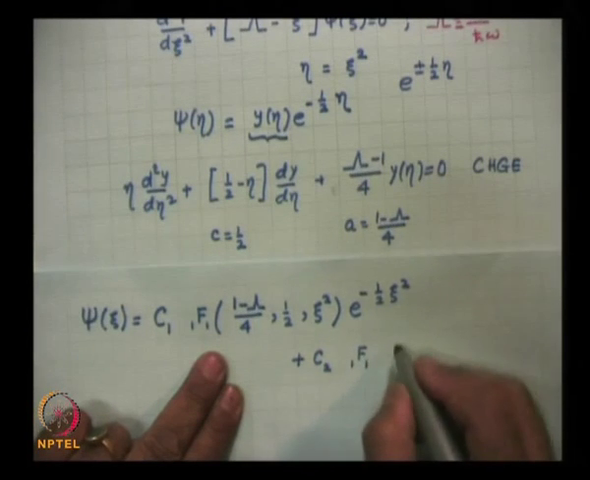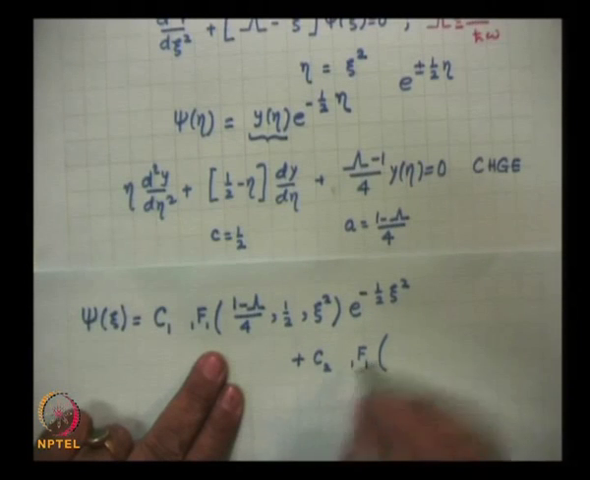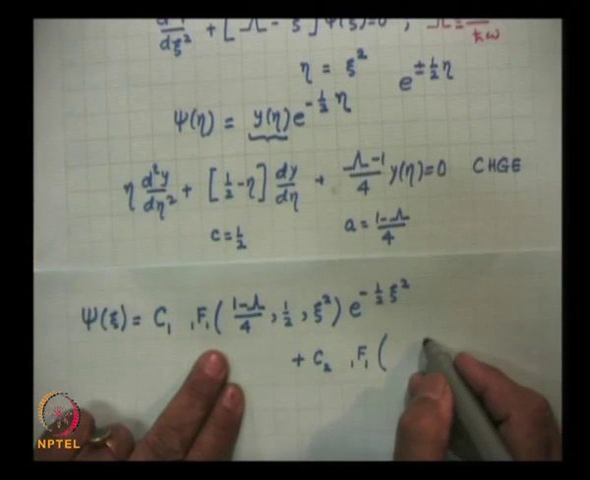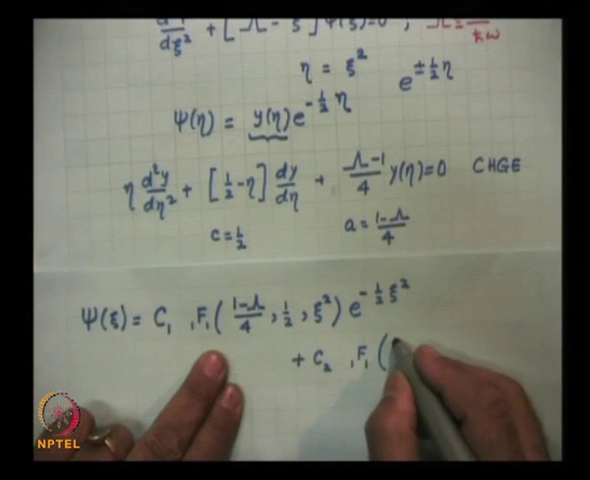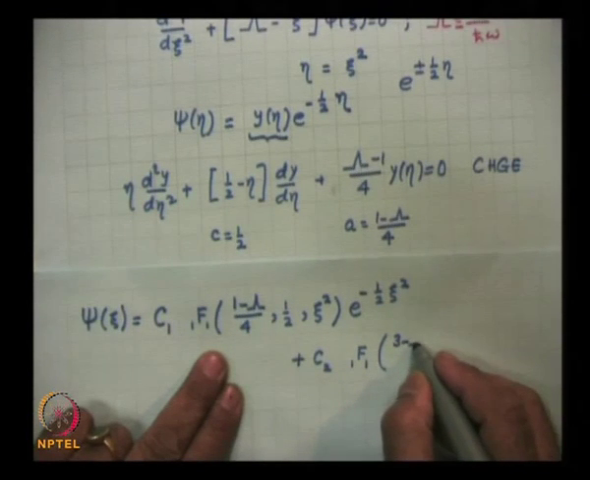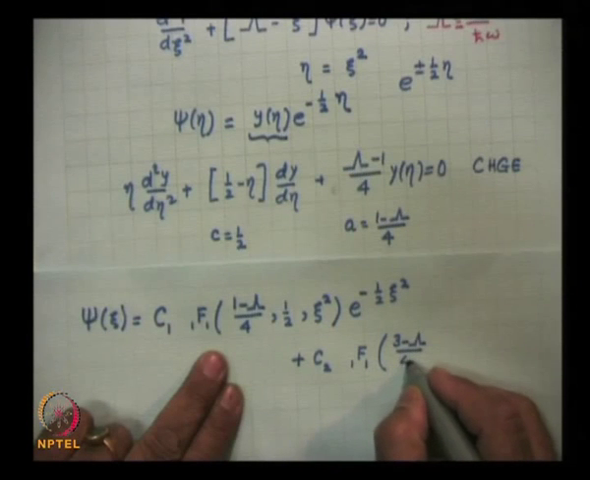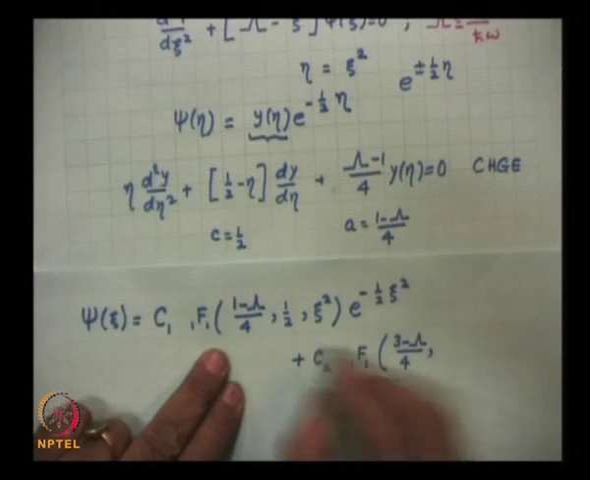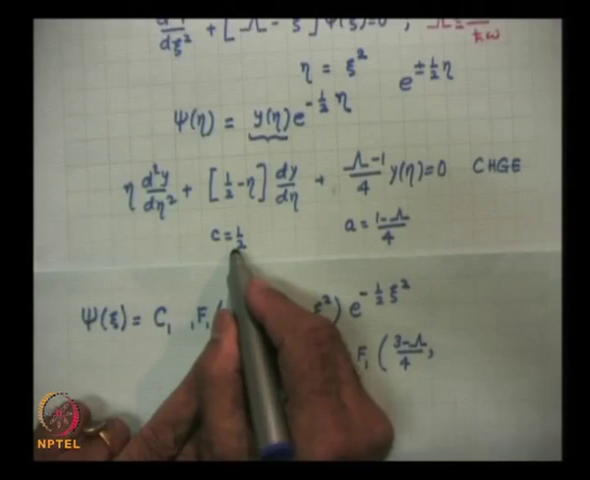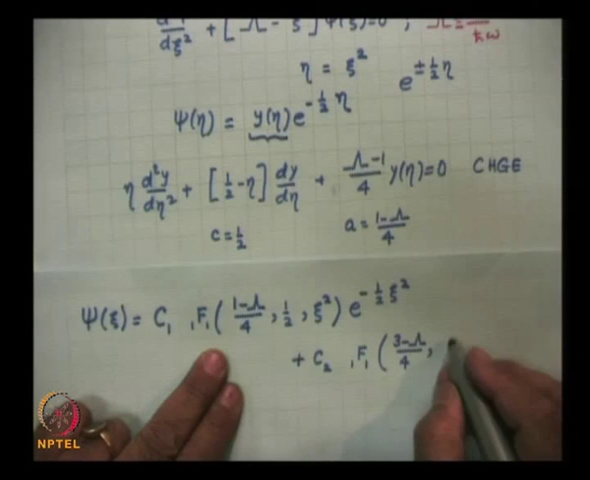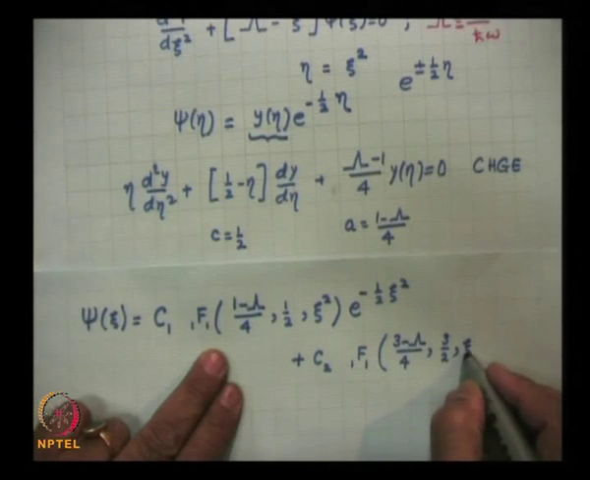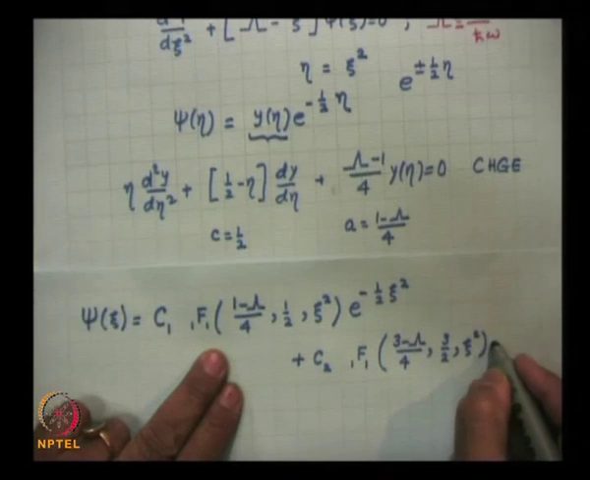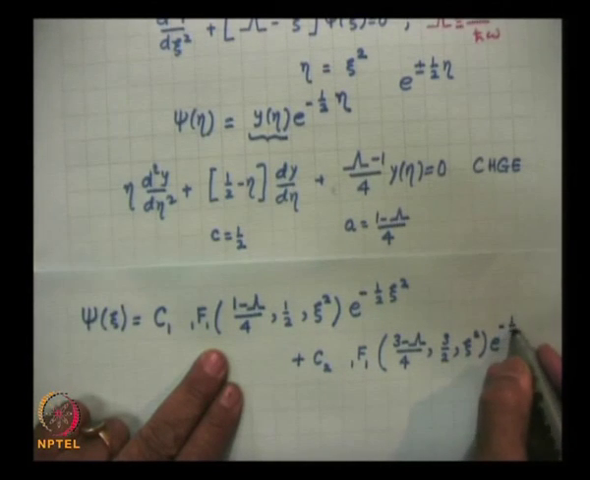F11, then a minus c plus 1. If you do that, this will become 3 minus lambda by 4, 2 minus c, c is half, that is 3 by 2, into xi square, e to the power of minus half xi square.